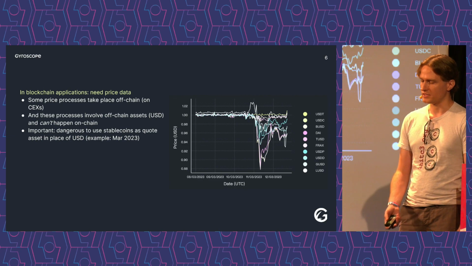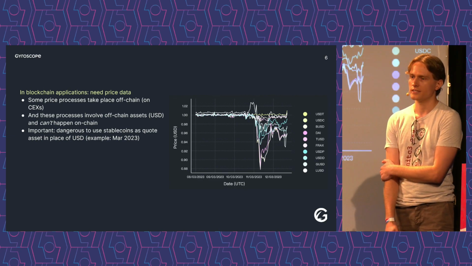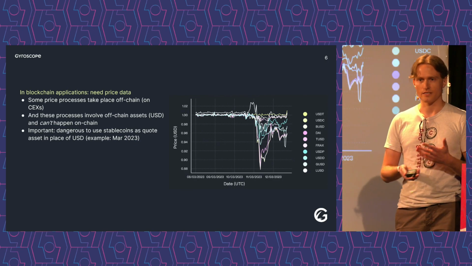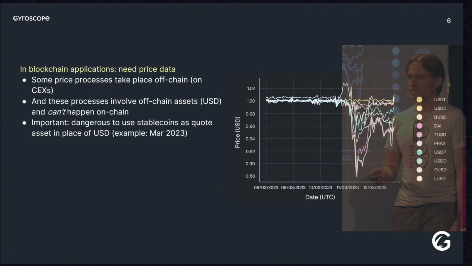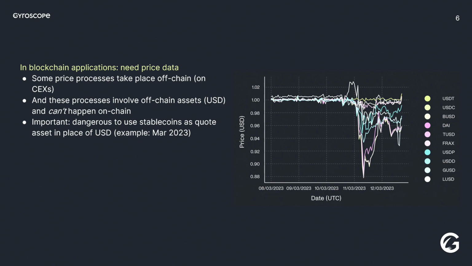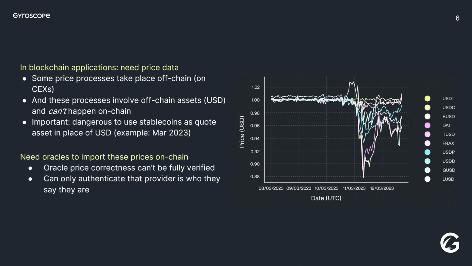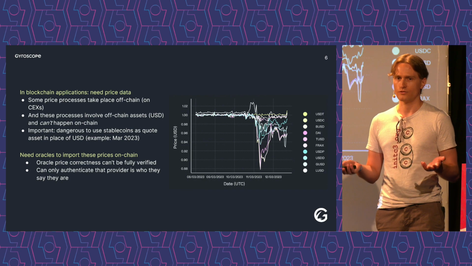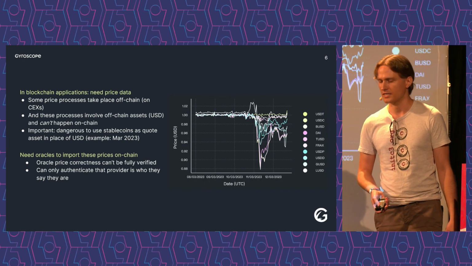An example is what happened to USDC back in March. USDC depegged and caused a lot of other stablecoins to depeg as well. So if your Oracle was assuming that USDC was $1, of course, your whole system would be messed up. What we need is oracles that, at least in some places, bring these prices on-chain. An issue is that the Oracle price correctness can't, in principle, be verified. We can only authenticate that the data is coming from who we think it's coming from, basically by checking a signature.